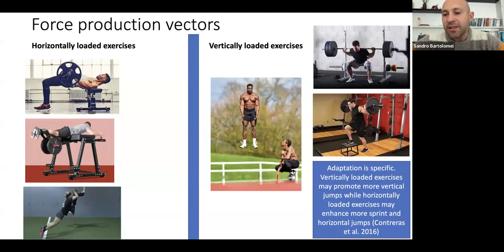Typically, these exercises, which are actually very popular for sprinters and for athletes involved in acceleration and running, are, for example, the hip thrust, which is one of the most popular women's exercises, and the reverse hyperextension, which is actually less popular because you need a specific device, a specific bench to do that, especially with external loads.